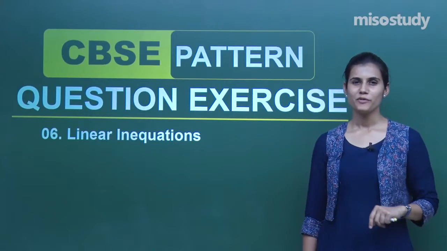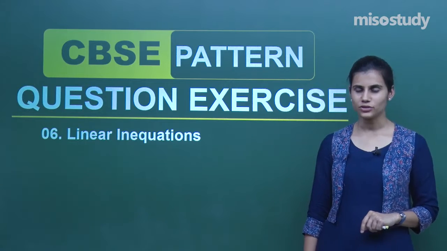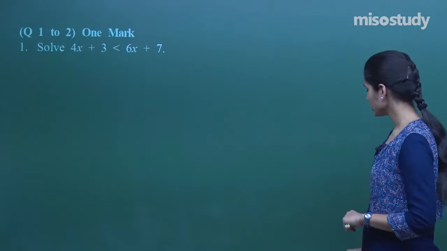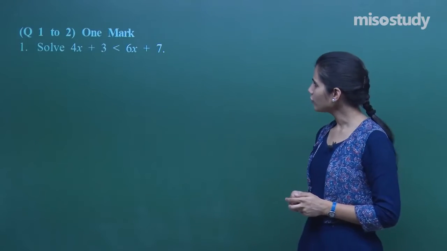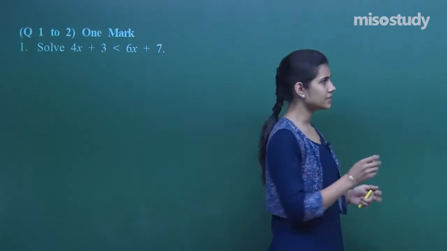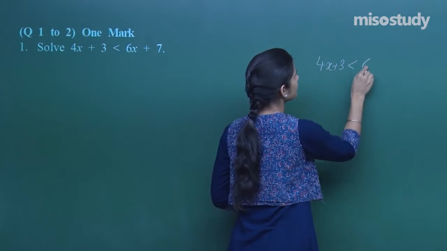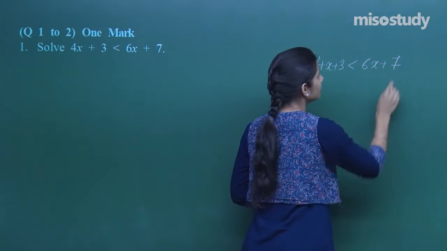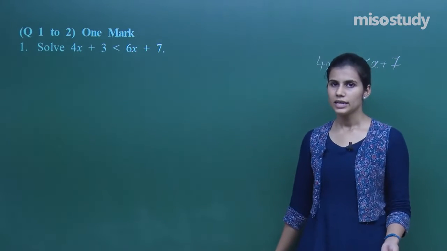Hello everybody. We are here to discuss the CBSE pattern question exercises for linear inequations. Let's begin with the first question. It says, solve for x this particular linear inequation: 4x plus 3 is less than 6x plus 7. The three rules which are required to solve any linear inequation are what?